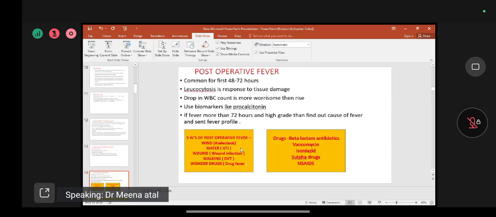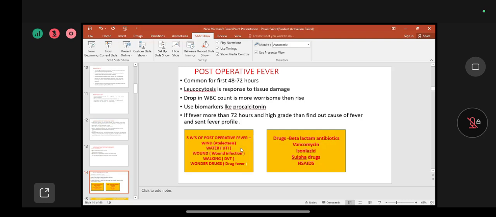In post-operative fever, it is common for the first 48 to 72 hours. Leukocytosis is the response to tissue damage. So basically, a drop in WBC count is more worrisome than a rise. And for post-operative fever, we can use biomarkers like procalcitonin. If fever is more than 72 hours and high grade, then find out the cause of the fever and send a fever profile.